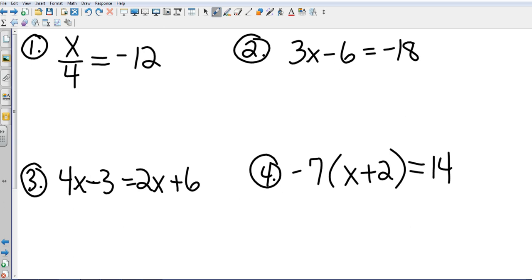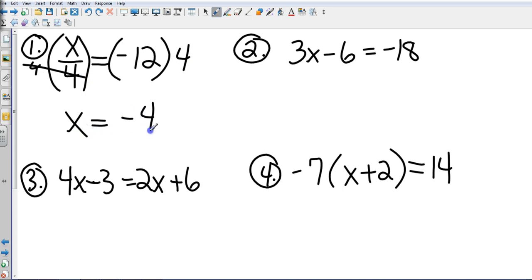Okay, x over 4 equals negative 12. What's the 4 doing? Dividing. So how do I solve it? Multiply both sides by 4. Put them in parentheses. Times 4, times 4 cancels, gives me x equals negative 48. How many got that one right? Okay, good. For the most part, most everybody.